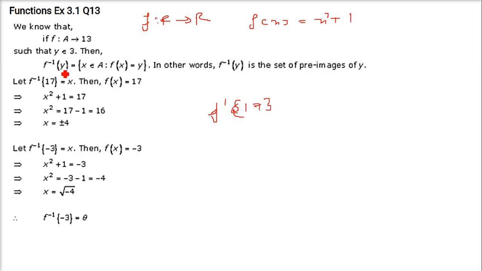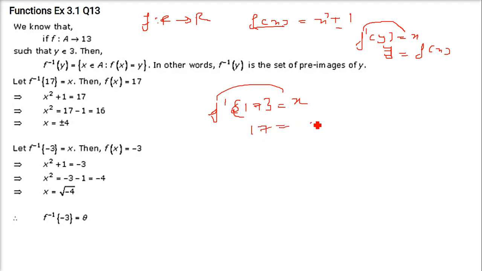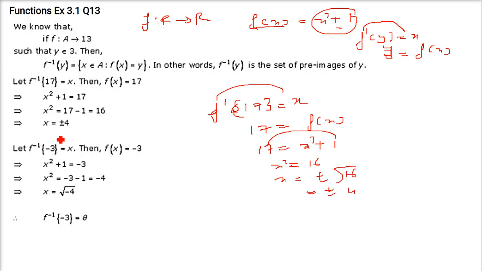Whenever we have f inverse of y equal to x, this x will belong to A, and f(x) equals y. When you take the inverse, y will be f(x). The inverse goes across and it becomes f, so y will be equal to f(x). So for f inverse of 17 equal to x, we know that f(x) is x square plus 1. So 17 will be f(x), which is x square plus 1. 17 equals x square plus 1. 1 goes across, x square will be 16. So x will be plus minus the square root of 16, which is plus minus 4.